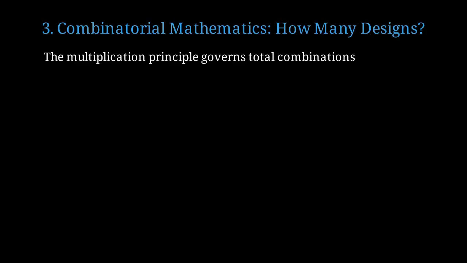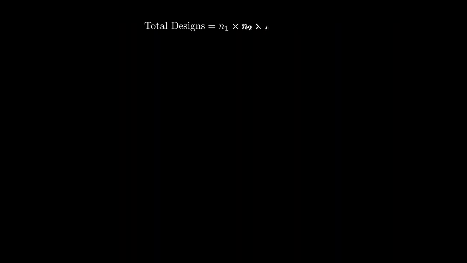Now let's explore the mathematical power of the morphological matrix. How many unique designs can we generate? The fundamental multiplication principle tells us that if we have multiple independent choices, the total number of combinations equals the product of all options. Mathematically, the total number of designs equals n1 times n2 times n3 and so on, where each n represents the number of options for that parameter.